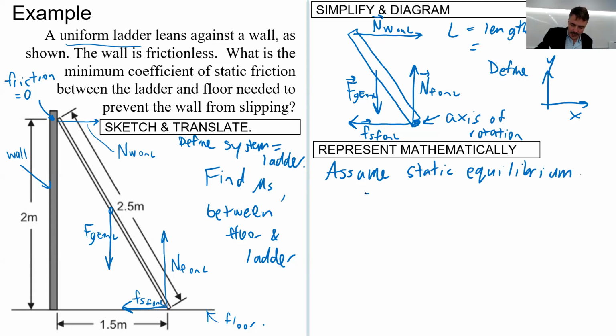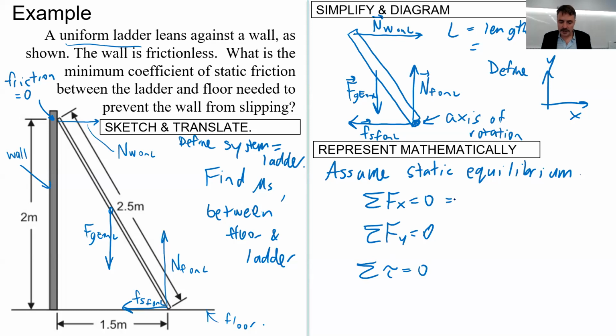So what you can say is the sum of the x forces is equal to 0. The sum of the y forces is equal to 0. And the sum of all the torques is equal to 0. So the x forces are going to be the normal force. There's two normal forces, so we're going to keep track of them with the subscripts. The wall on the ladder minus this static friction that we're trying to find. And then the sum of the y forces is the normal of the floor on the ladder minus, I guess it'll be mg. M is the mass of the ladder.